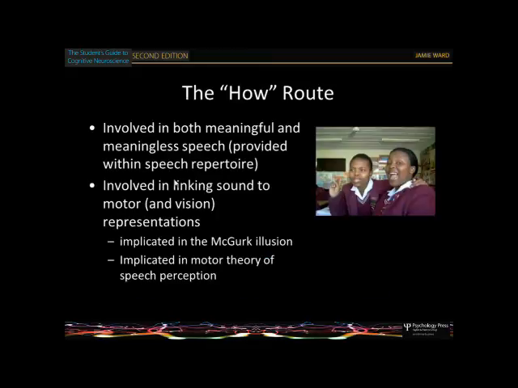So the what root is involved in recognizing words that you can understand. The how root, if I were to say meaningless words to you, you could still activate your how root. So I can give you some gibberish word and you can repeat it back, for instance. And you can't do that using your what root because you can't get a meaning for it. And the idea is that this is involved in linking sounds to the motor aspects of speech, but also vision.